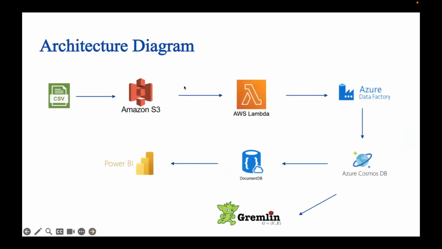Moving ahead to the architecture diagram. Like I said, we initially had a CSV file. We were looking at several options for how to bring it to Azure Data Factory, and Amazon S3 was one of them. For people who don't know, Amazon S3 is abbreviated from Amazon Simple Storage Service. Then we moved to AWS Lambda, and then to Azure Data Factory to create pipelines and triggers. From there to Azure Cosmos DB, and then Document DB and Power BI, and Gremlin respectively.